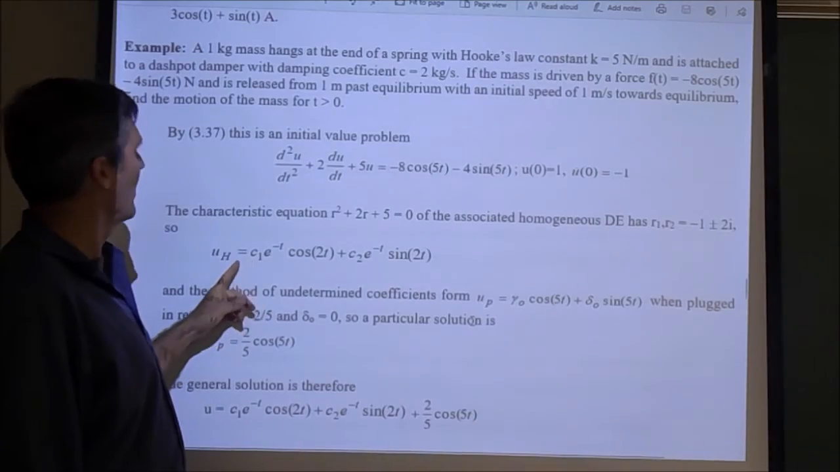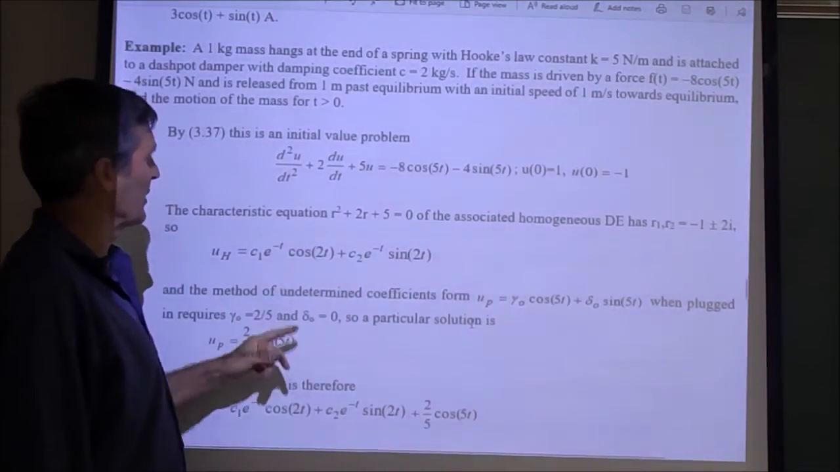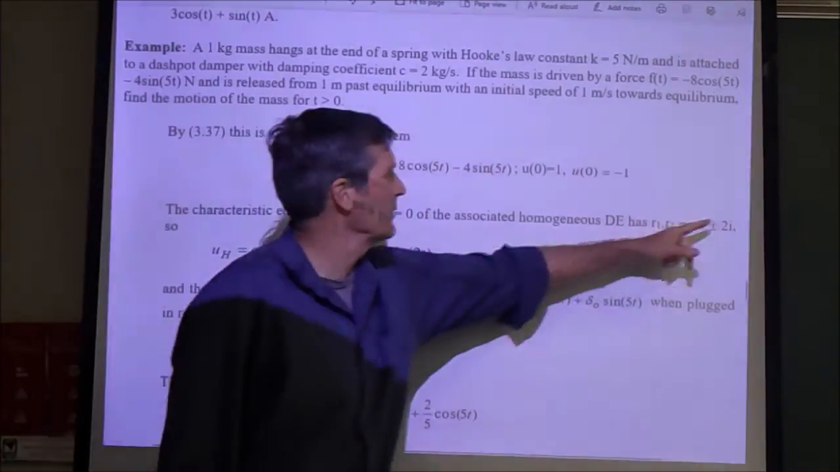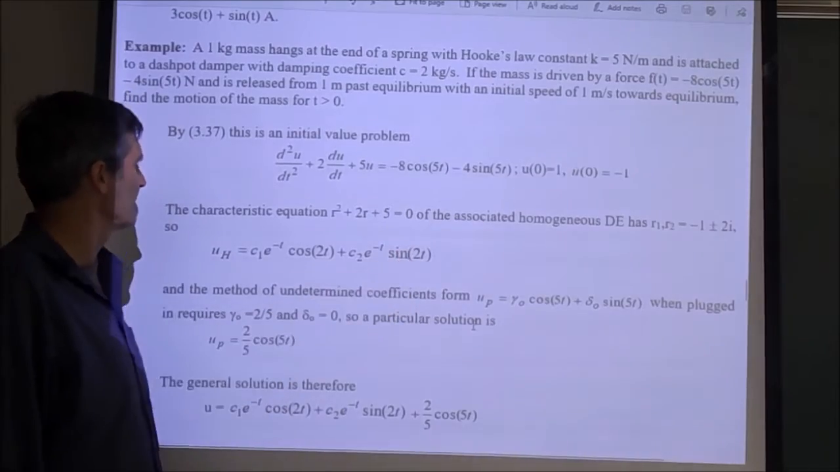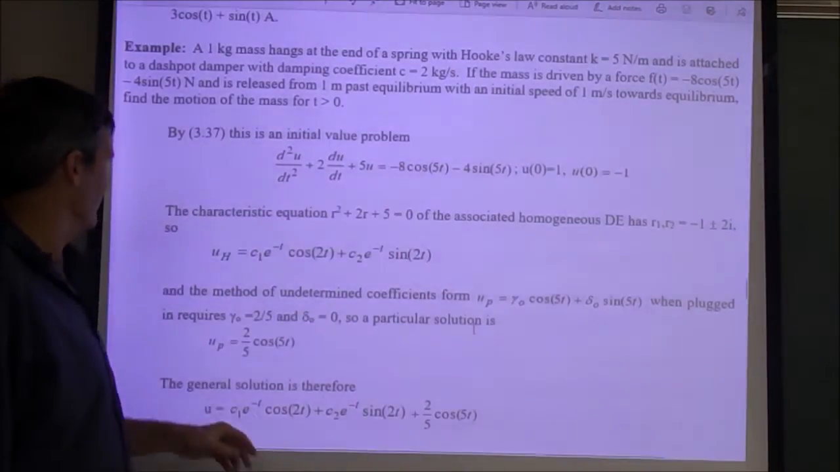Now we also can plug in, and so we get this general solution of the homogeneous problem. e to the minus t cosine 2t and e to the minus t sine 2t are independent solutions. We write this general solution for the problem that has 0 on the right.